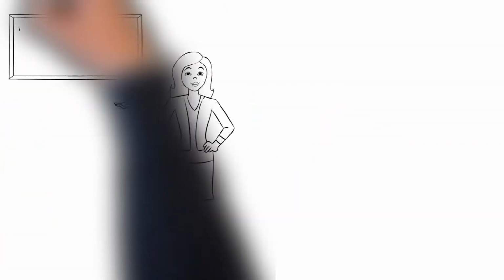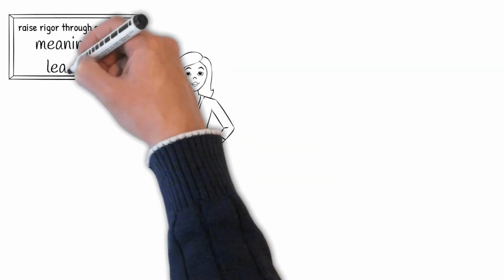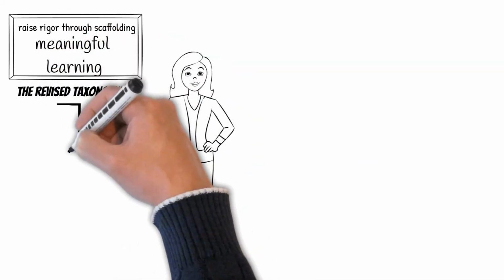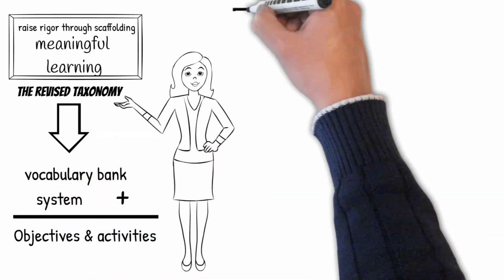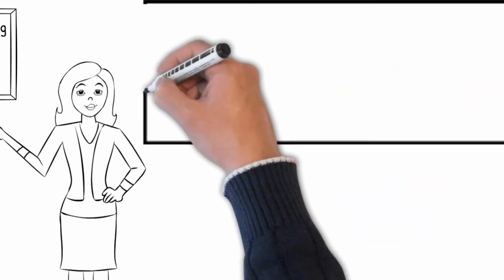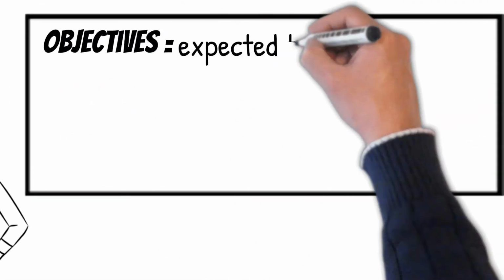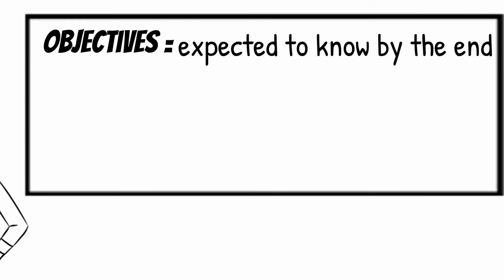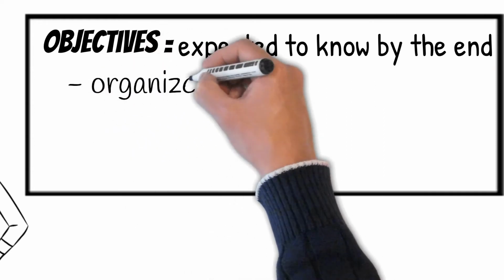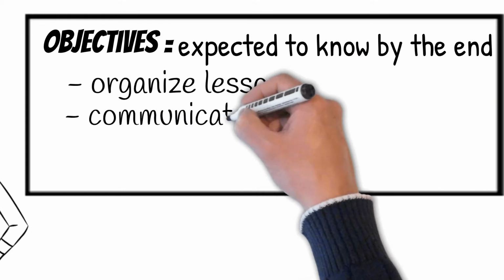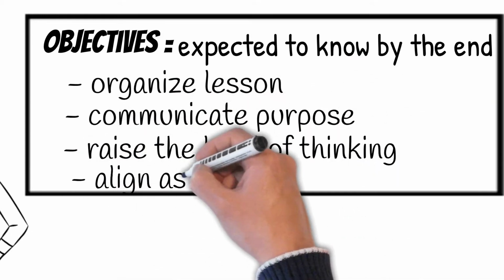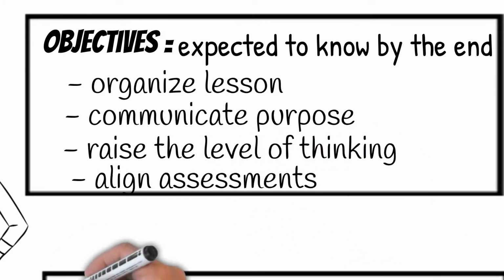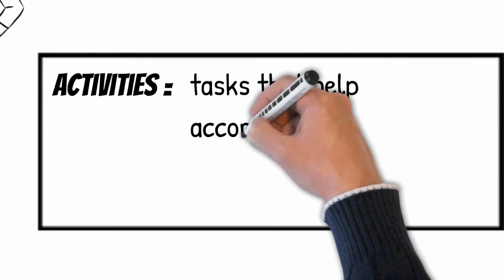Bloom's taxonomy can be used by teachers to raise the rigor through scaffolding, which generates meaningful learning. The taxonomy provides teachers with a vocabulary bank and a system for writing objectives and planning unit activities. Educational objectives are what students are expected to know by the end of a lesson or activity and are used by teachers to organize their lessons, communicate the purpose of student learning, raise the level of thinking, and align assessments to skills. Activities are the tasks that help accomplish the objective.